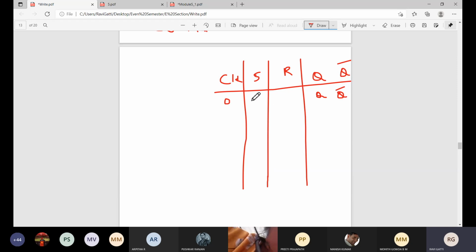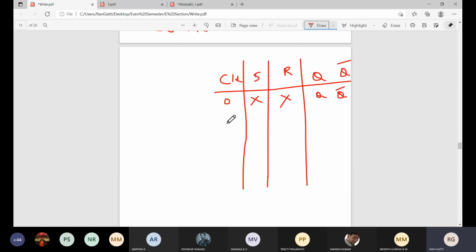Therefore, for S I will write cross, and for R I will write cross. Why? Because when clock is equal to 0, whether S takes a value or not, we are not bothered. Your SR latch, or SR flip-flop, will not work. So I apply a don't care condition for S and R. It does not depend upon S and R. Your Q and Q bar will retain the previous case.